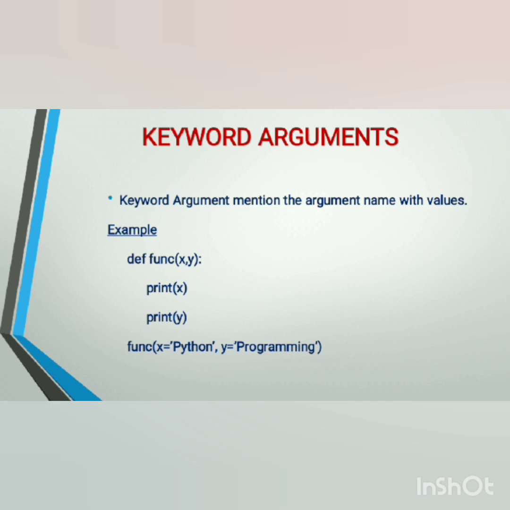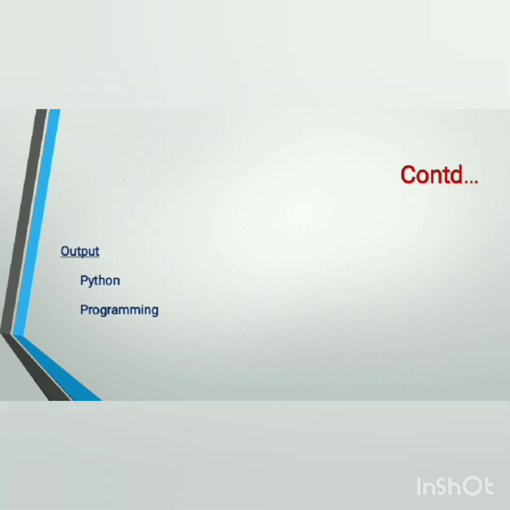Here I have passed the value along with the argument name. So here x is the argument name, Python is the value. Next one, y is the argument name, programming is the value. So automatically control moves to the function definition. Python is assigned to the x parameter, programming is assigned to the y parameter. After that it will print x and y. So what will be the output? First output will be Python, second output will be programming, right?